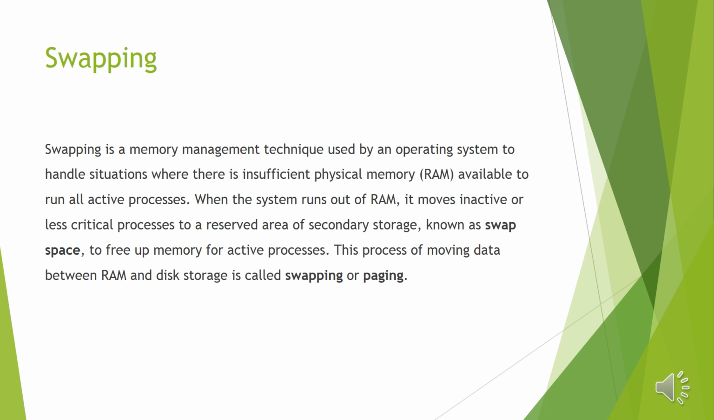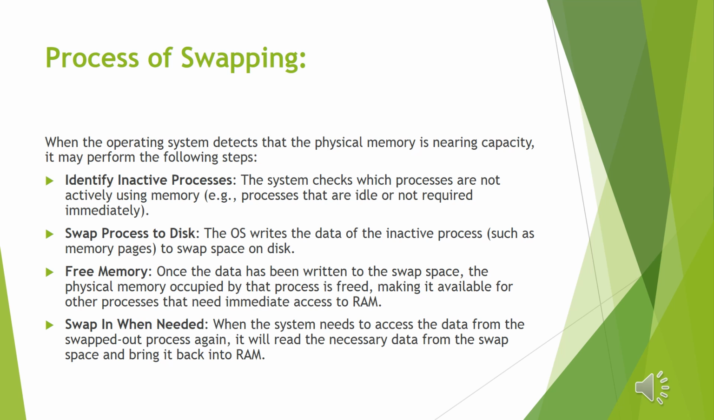Now we look at swapping. Swapping is a memory management technique also used by the operating system to handle situations where there is insufficient physical memory, which is the RAM, available to run all processes. When the system runs out of RAM, it moves active or less critical processes to a reserve area in the secondary storage, which is the hard disk, known as swap space, to free up the memory for active processes. This process of moving data between RAM and disk is called swapping or paging.